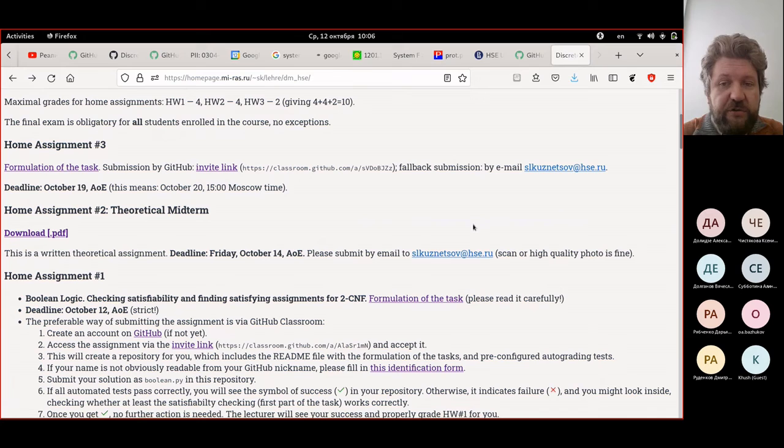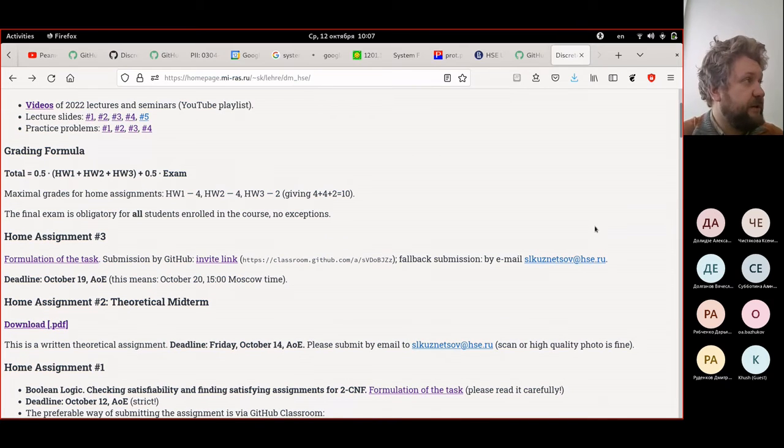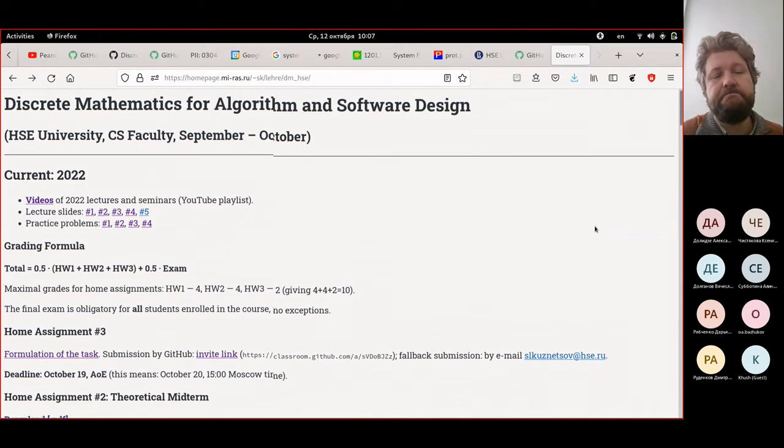No, for 2 it's okay. It says a scan or high quality photo is fine. So for home assignment number 2, you may type it up later in Word or something else, but it's not obligatory. You may just write it by hand or on some tablet, save it as a PDF or some other file and submit it. The only requirement is that it should be well readable. If not, I will ask you to resubmit. Even a high quality photo using a smartphone is okay.